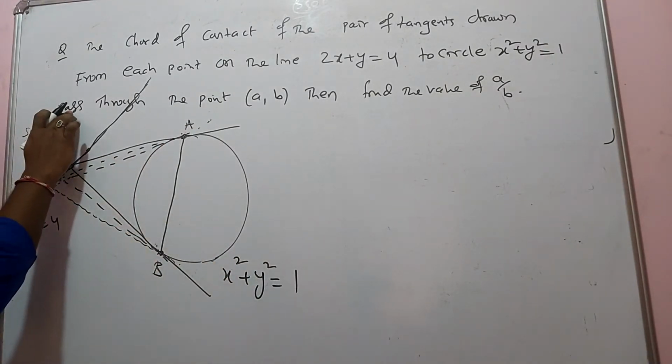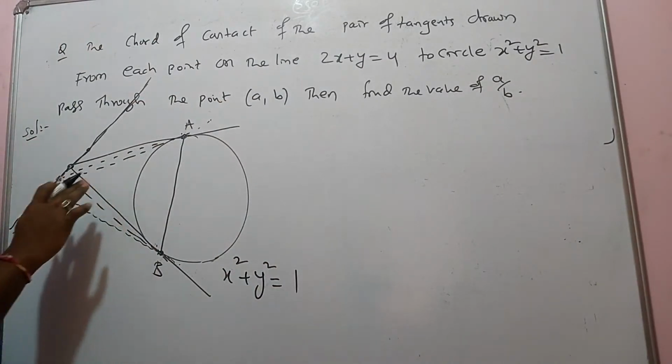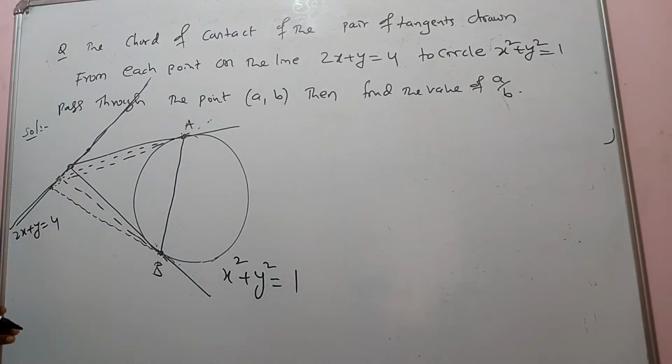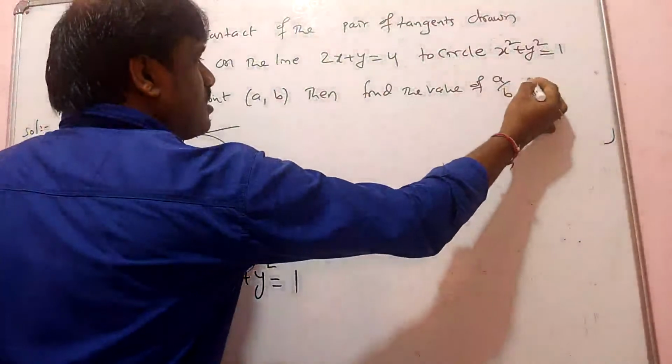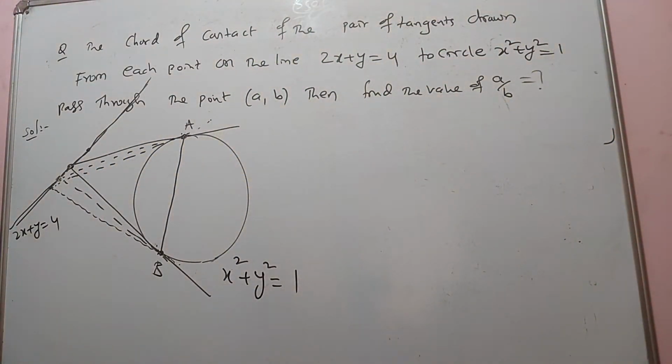Then he's saying that all these chords pass through a point A comma B. Then what is the value of A comma B? This is the question mark to the question. So this is what you need to find out.